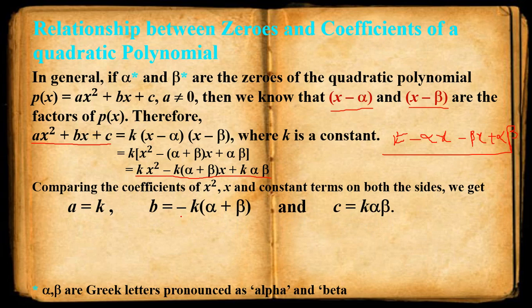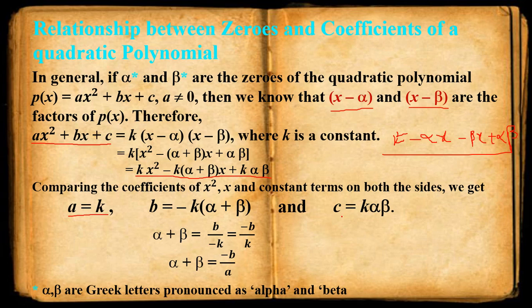By this, b is equal to minus k into (alpha plus beta). What we get here, alpha plus beta is equal to, when this k goes to the left hand side and we transpose it, it becomes b upon minus k, or we can say minus b upon k. This k is a, so in place of k we can write a, so alpha plus beta is equal to minus b upon a.